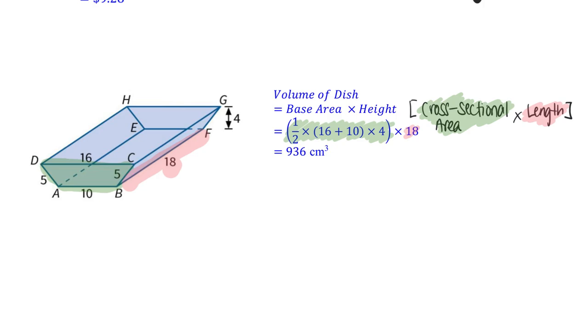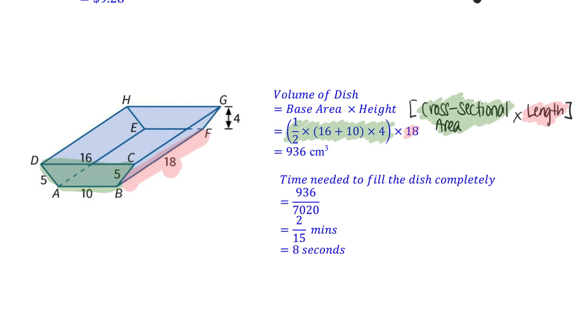And then I will be able to gather the time to finish completely. I will have to divide by the rate, which is 7,200 cm cube for every minute. This will give me 2/15 minutes, and then I will have to convert it to seconds by multiplying by 60.